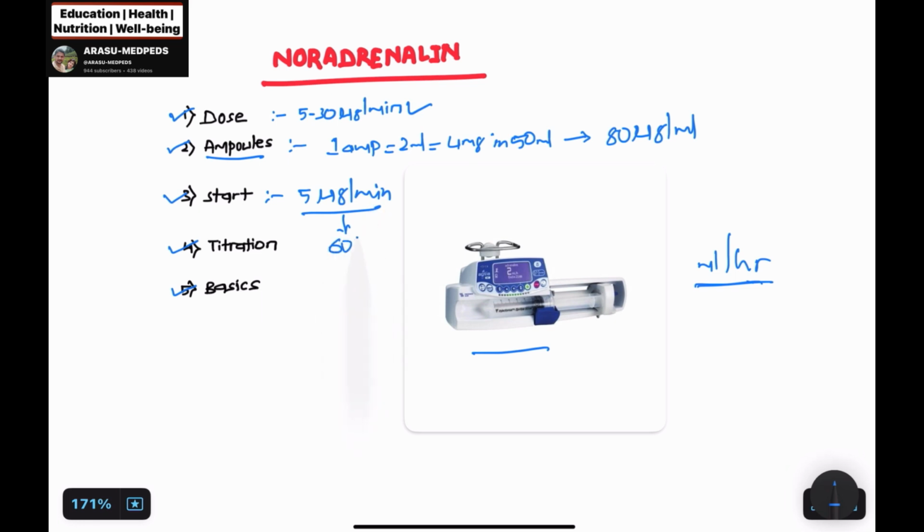So 1 hour will have 60 minutes. So if we multiply by 60, it will be 300 microgram per hour. So this is the calculation. Hope you got the point. So the initial dose advised is 5 microgram per minute. We just want it in hour rate. So it is nothing but 300 microgram per hour. This is the rate we want to start initially, right?